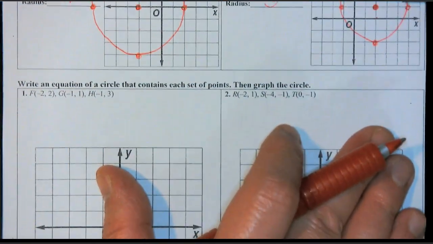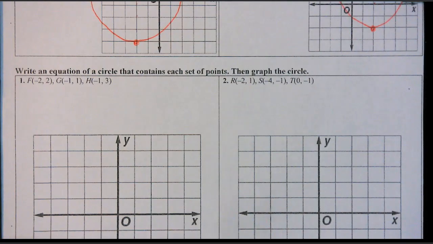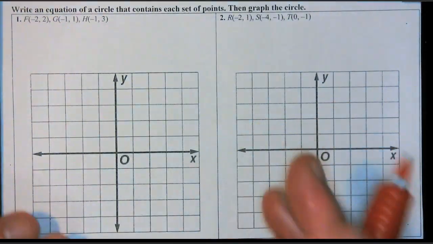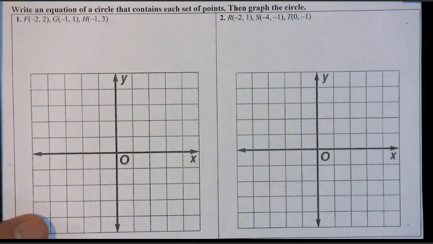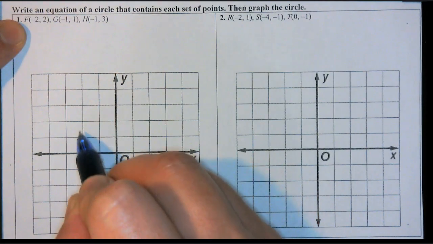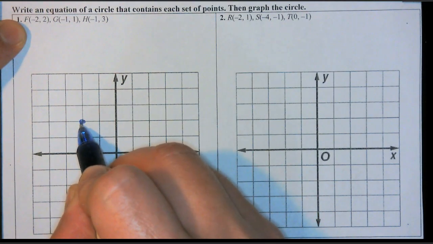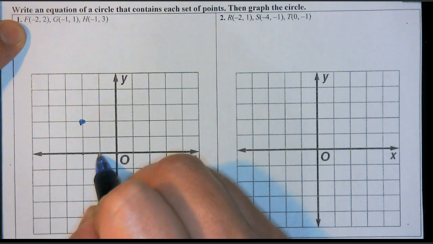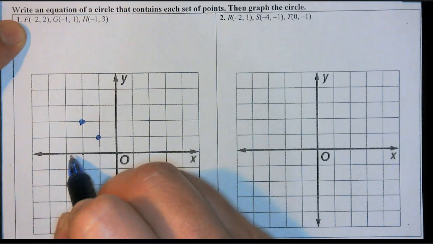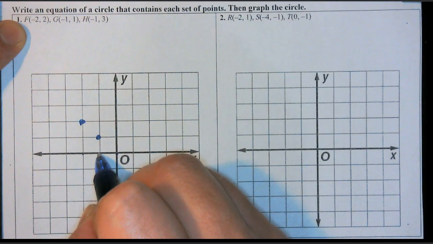Next problem, they do not give you the equation, they only give you 3 points. So basically, with those 3 points, you need to come up with the equation of the circle. And so let's start by plotting the points. So first of all, we have negative 2, 2. Then I have negative 1, 1. And then I have negative 1, 3.